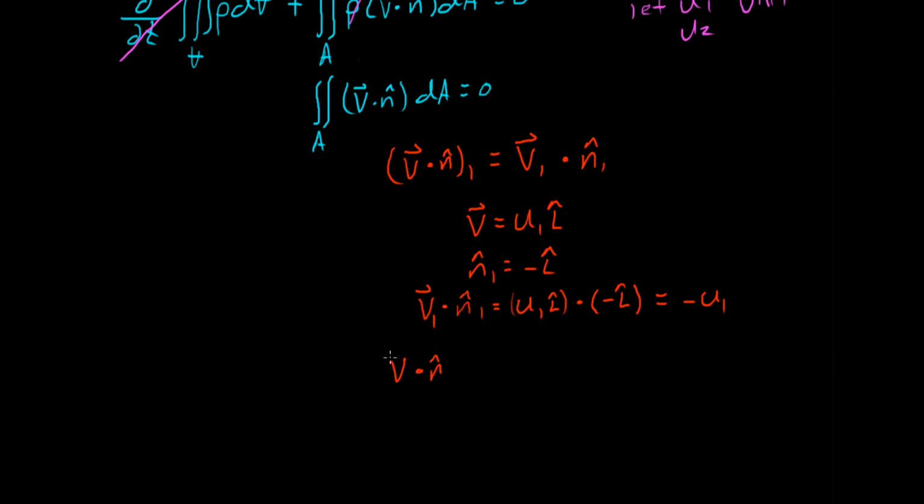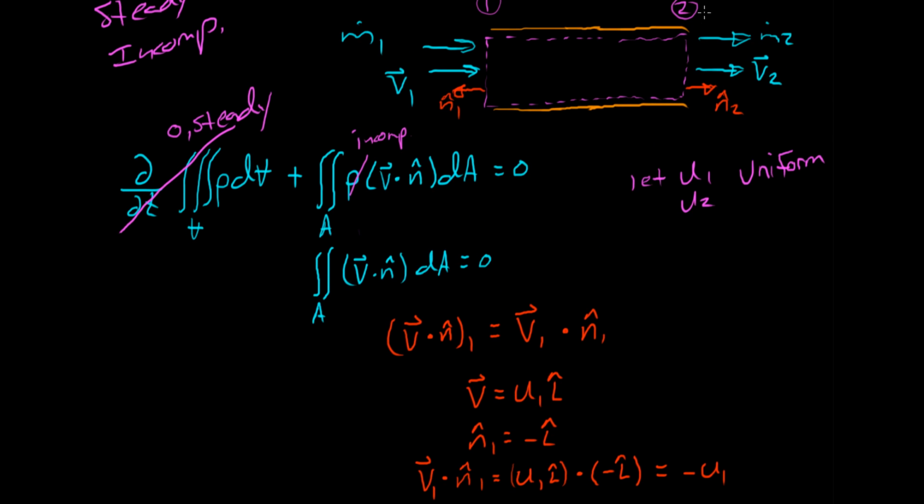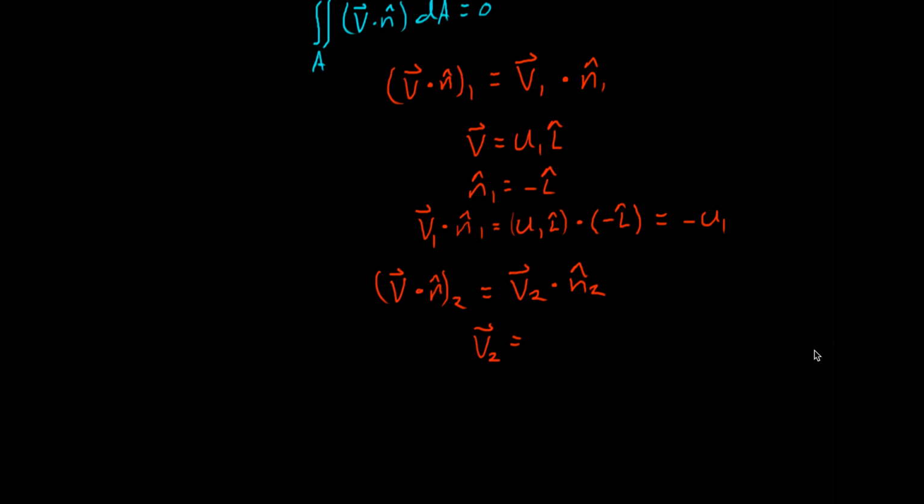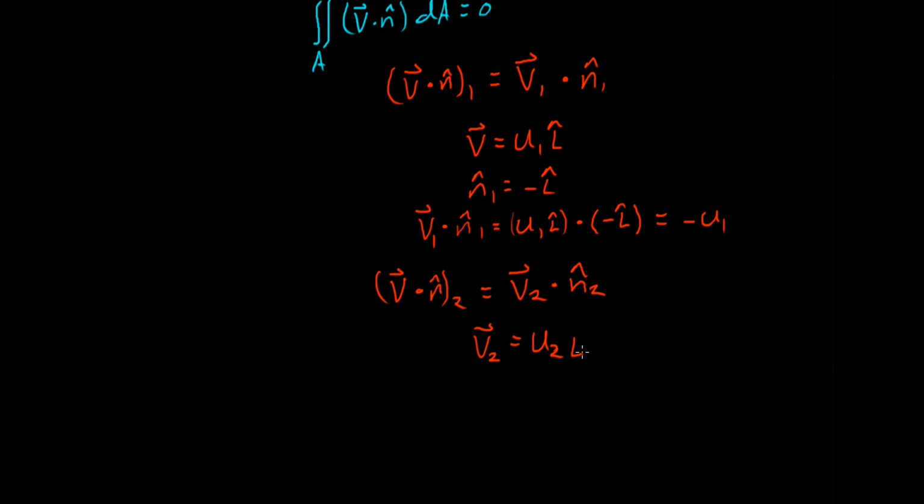V dot n at station 2 is going to be equal to V2 dotted with N2. All right, so let's look for V2 here. V2 is a magnitude in a direction. Again, it's horizontal and uniform, and so we can call it U2 for the magnitude. And its direction is also in the positive x direction, and so it gets a direction of I hat.